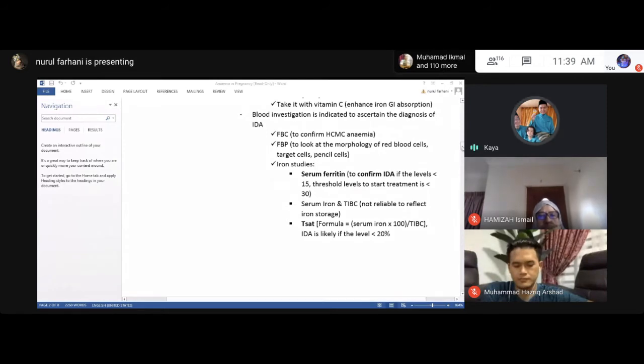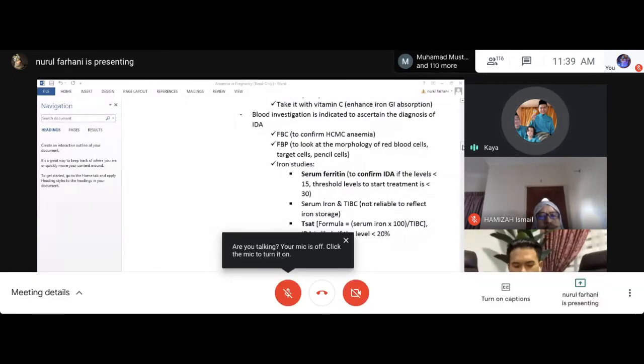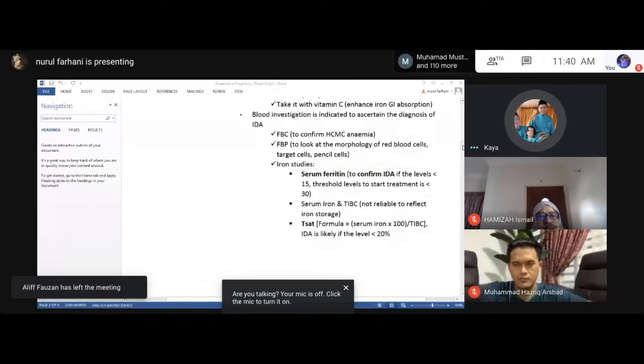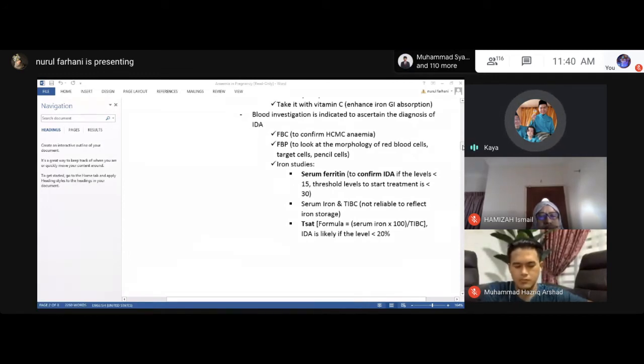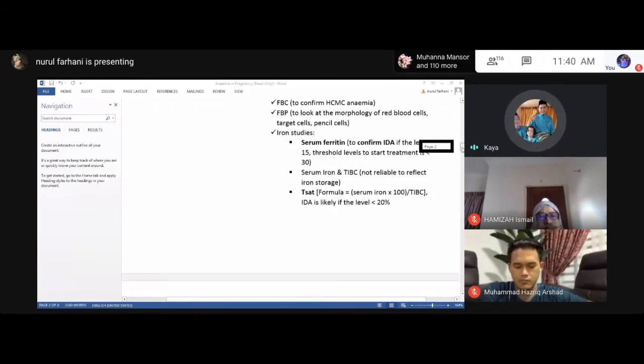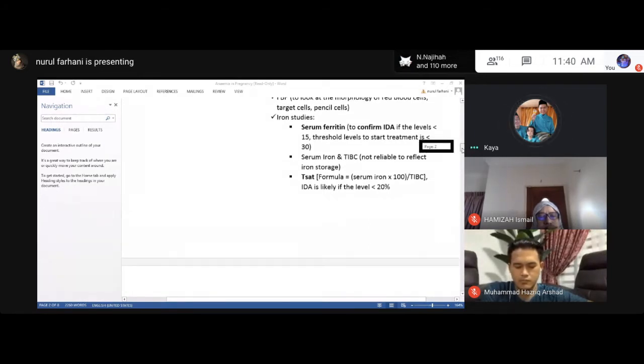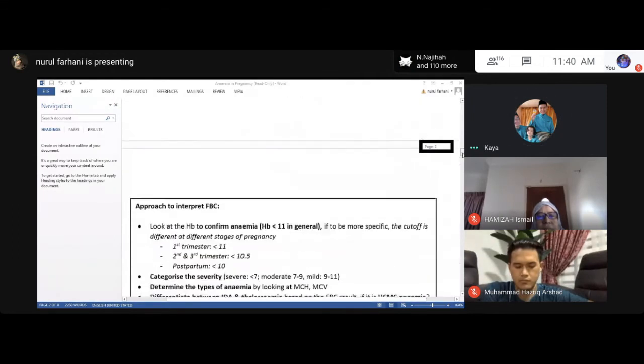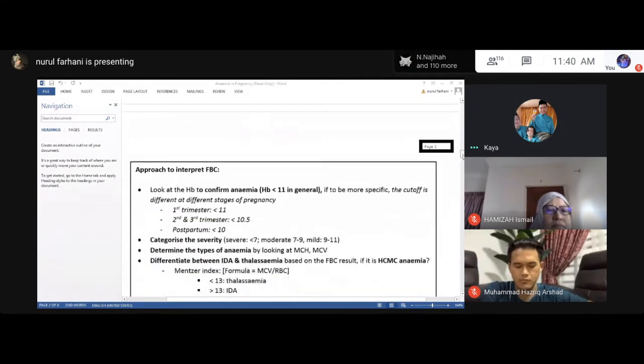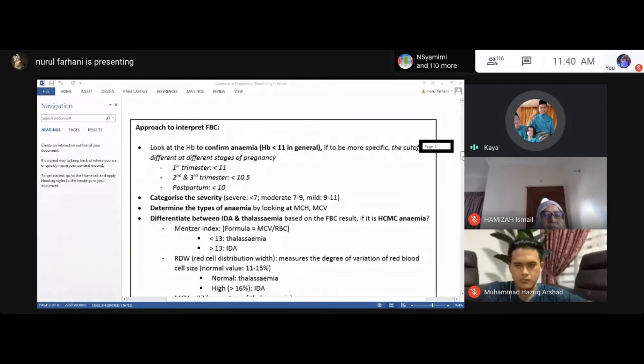Another useful investigation that we can do is transferrin saturation. As you can see there, the formula is written there: serum iron times 100 over the TIBC. IDA is suspected when the level is less than 20%. So these are the investigations when we suspect the patient is having IDA. All right, this has been said before.